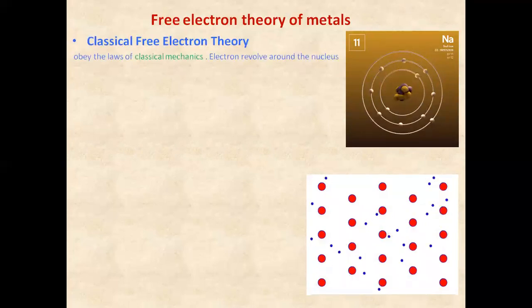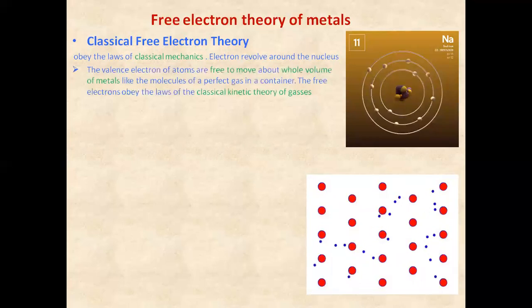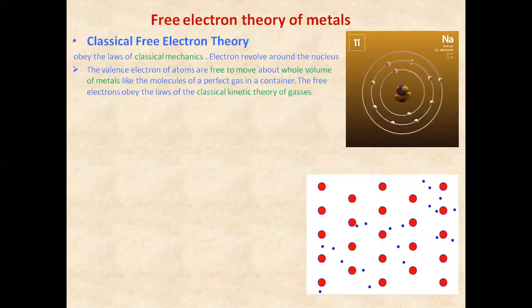The classical free electron theory obeys classical mechanics, and the electron revolves around the nucleus. According to the electron theory of metals, the valence electrons of the atoms are free to move about the whole volume of the metal, like the molecules of a gas in a container. That means, just as the molecules of a gas move in a container, the free electrons move like that. The valency electrons are all free electrons. The free electrons obey the laws of the classical kinetic theory of gases.